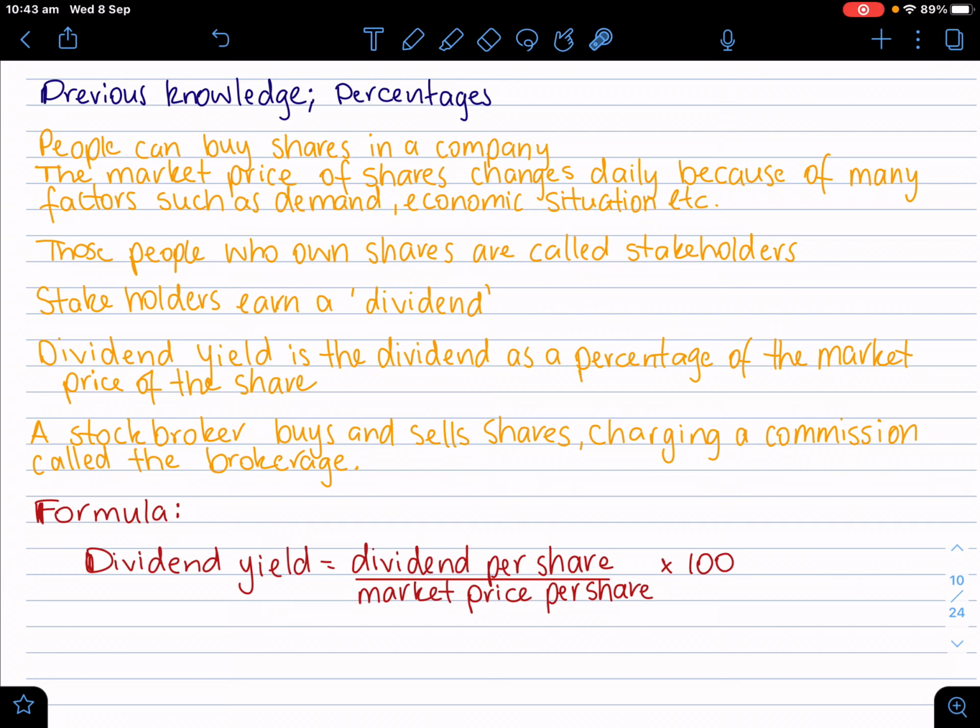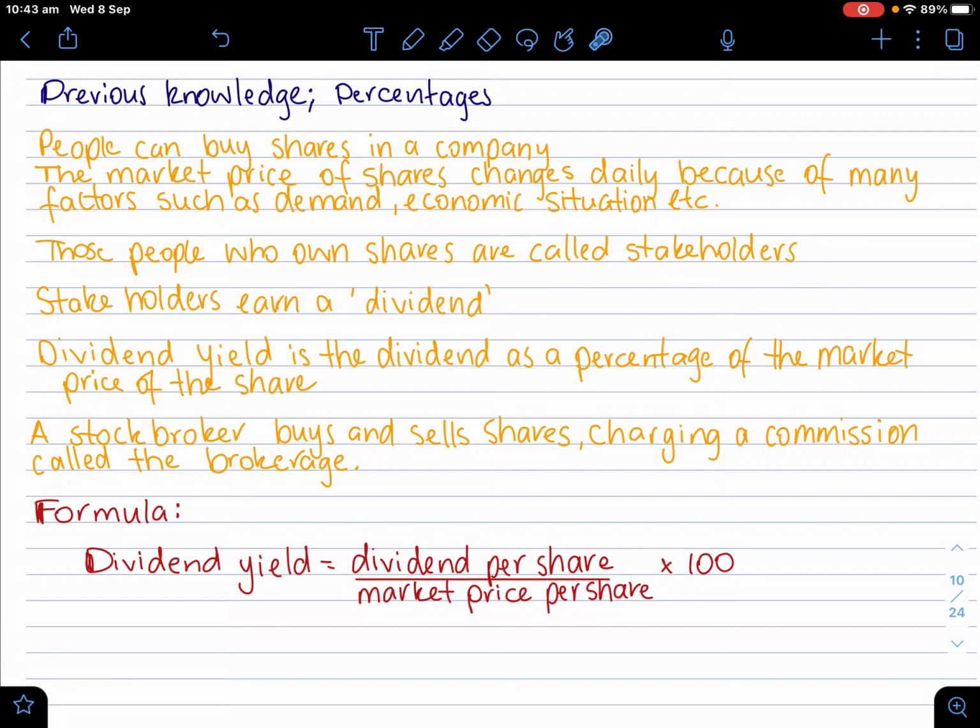People who own shares are called stakeholders, and they earn something called a dividend, and we can calculate the dividend yield from the formula you see below. Anyone who buys and sells shares is called a stockbroker, and they charge a commission, which we call the brokerage.